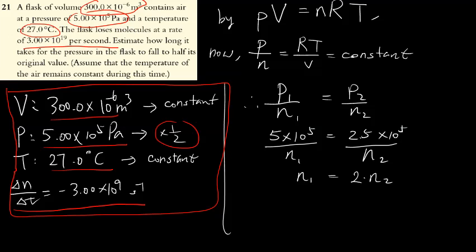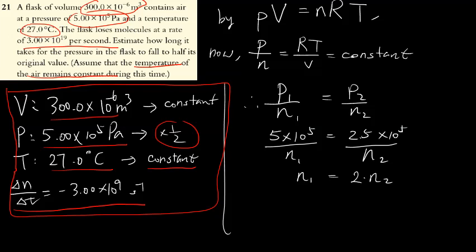So I'll put, this is just for reference, right? It's 2.50. I'm just being lazy here. And it tells you to assume the temperature of the air remains constant during this time. So therefore the temperature will also be a constant.